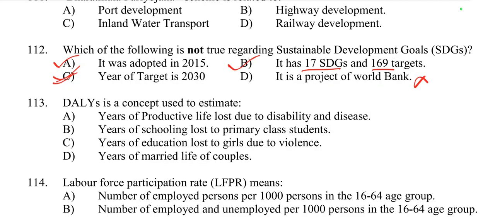Sustainable Development Goals were adopted in 2015 by the United Nations, and consist of 17 goals and 169 targets with a target year of 2030. So it is a global initiative led by the UN, not the World Bank. So World Bank is incorrect. So the not true option is option number D.